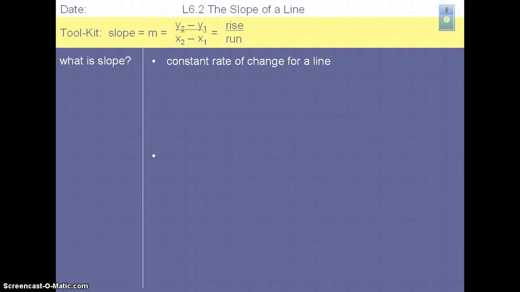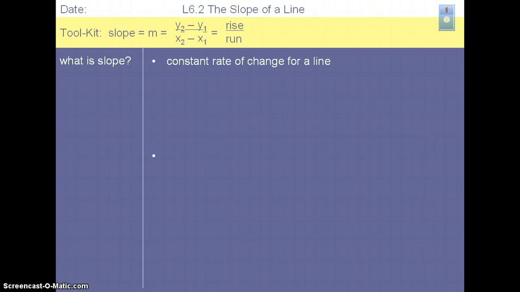What is a slope? Let's talk a little bit about it. Slope, we discussed rate of change last time we were together in class. A slope is a constant rate of change for a given line. In our toolkit, we can actually see a calculation used to calculate slope. Slope is given the variable m in algebra.